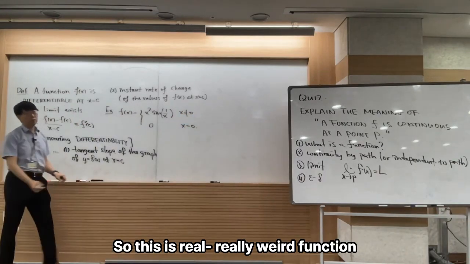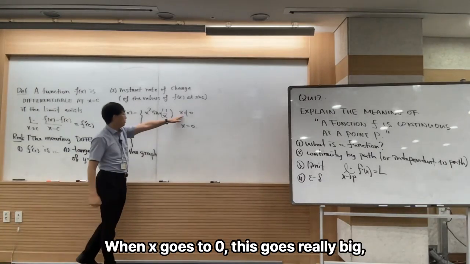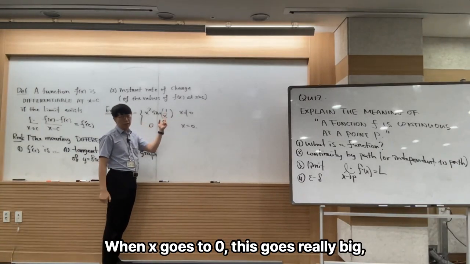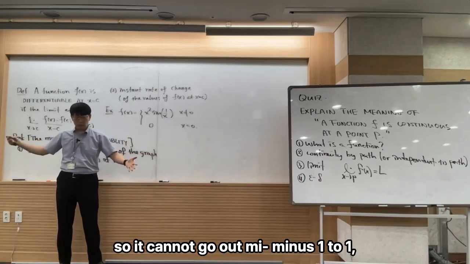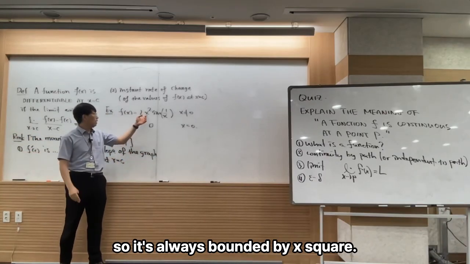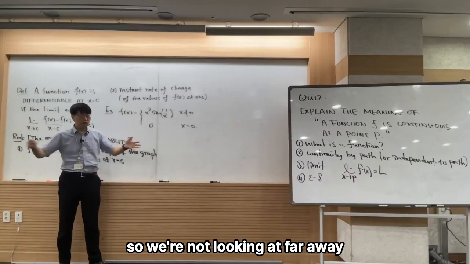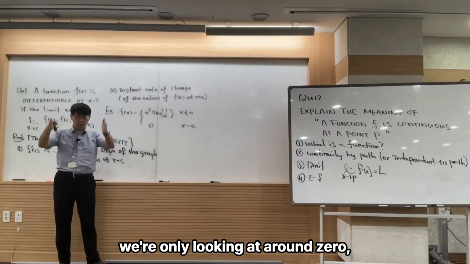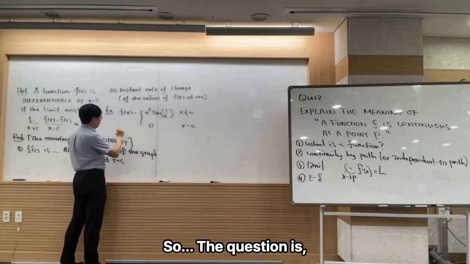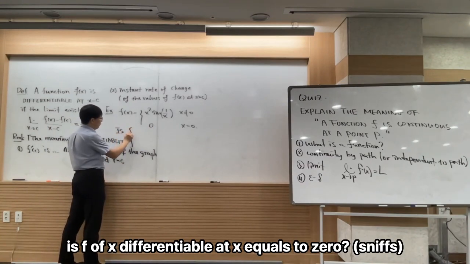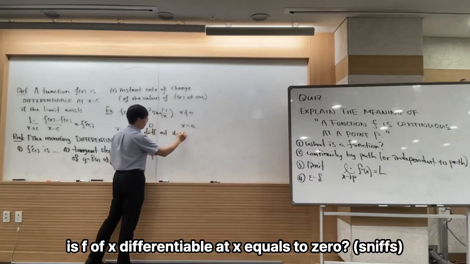This is a really weird function, because you have 1 over x. When x goes to 0, this goes really big. But the sine function is periodic, so it cannot go outside minus 1 to 1. So it's always bounded by x squared, so the amplitude is also decreasing. We're not looking far away from 0, we're only looking around 0, because that's the point where I want to look. So the question is, is f of x differentiable at x equals 0?